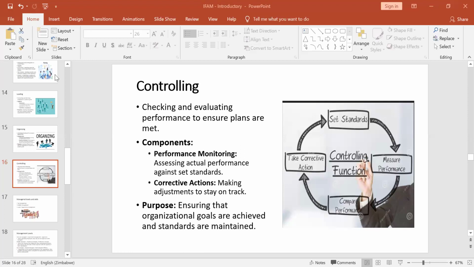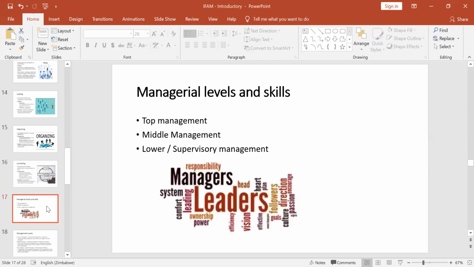All right, so let me just go on to the management levels and skills. I skipped the organizational resources deliberately. I'm going to cover them where I feel that they will be better understood. So I left them out deliberately.